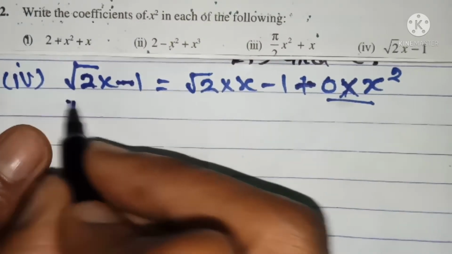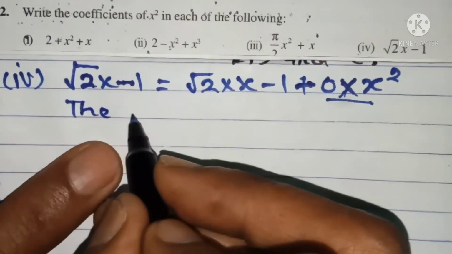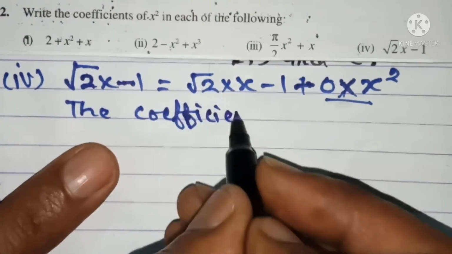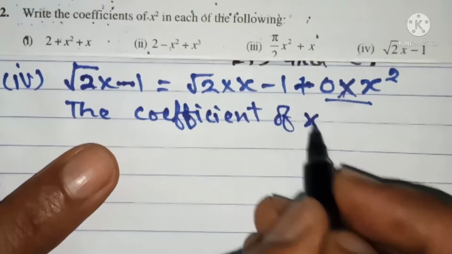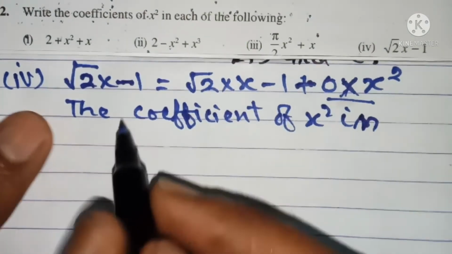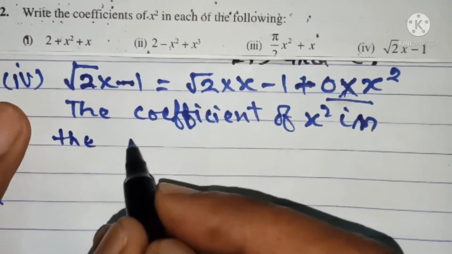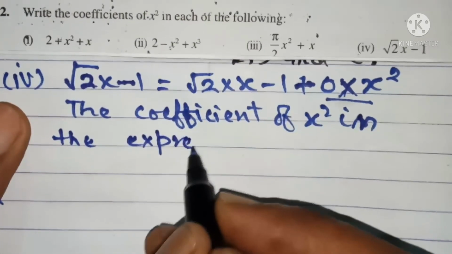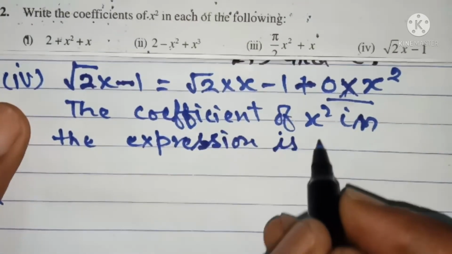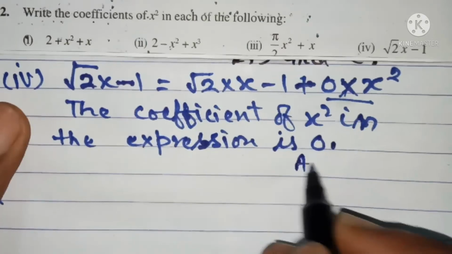So the coefficient of x square in the expression is 0, and this will be our answer.